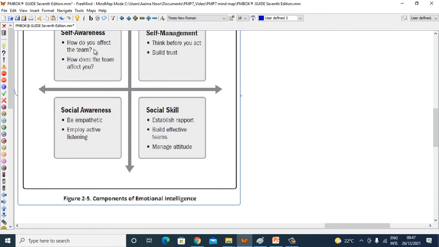Self-awareness: How do you affect the team? How does the team affect you? Self-management: think before you act, build trust. Social awareness: be empathetic, employ active listening. Social skills: establish rapport, build effective teams, manage attitude.